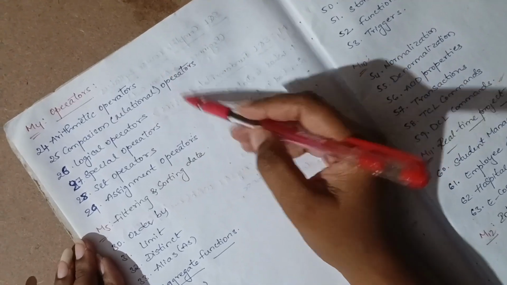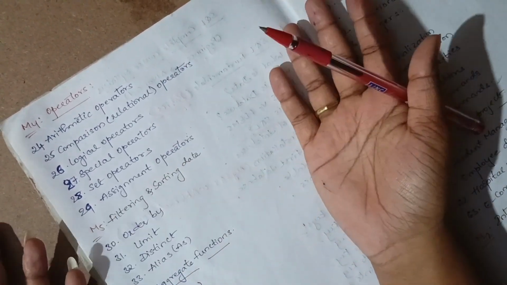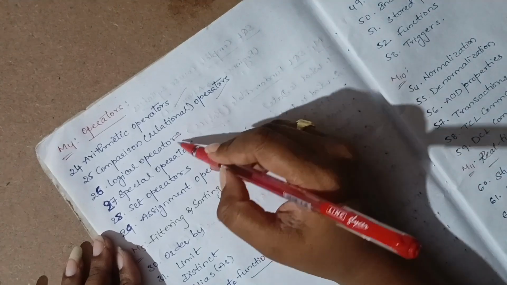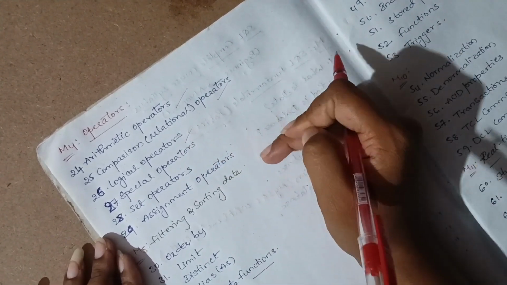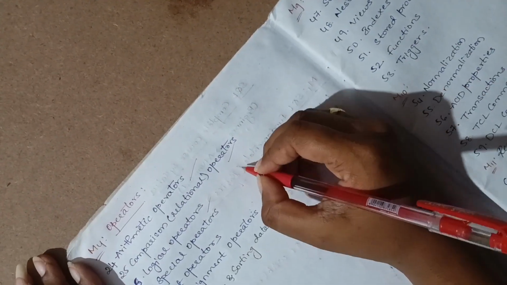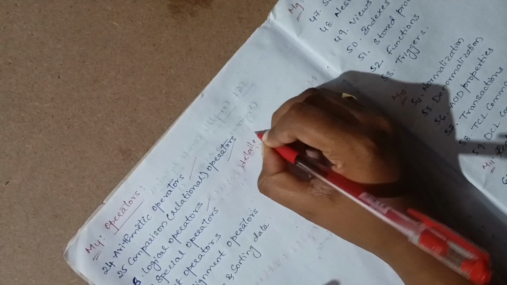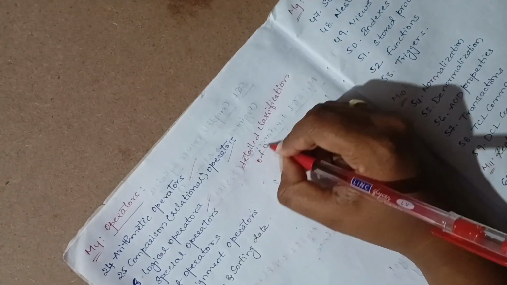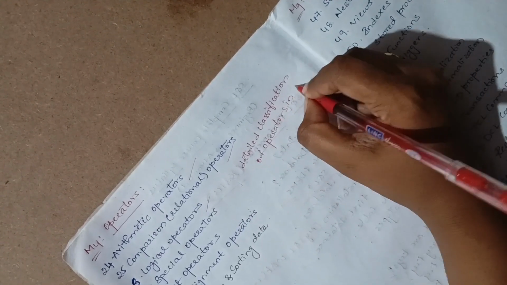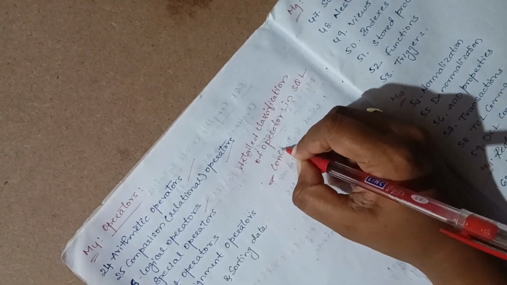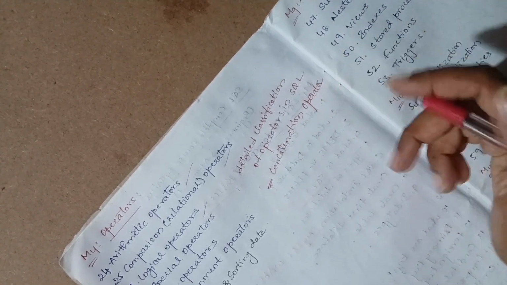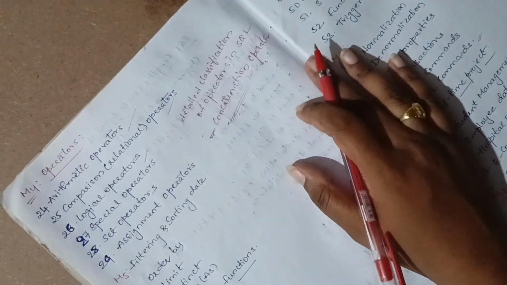And next, module 4 covers operators. Here the operators are classified into different types, and different textbooks have different classifications. So here we have arithmetic operators, comparison operators, logical operators, special operators, set operators, and assignment operators. In the detailed classification of operators in SQL, we'll also have the concatenation operator. So you'll learn about this also at that module time.